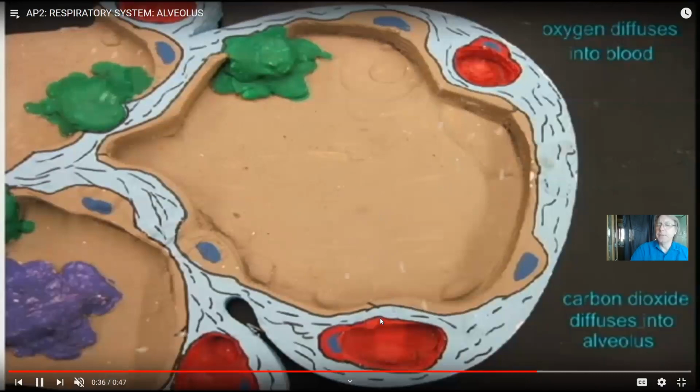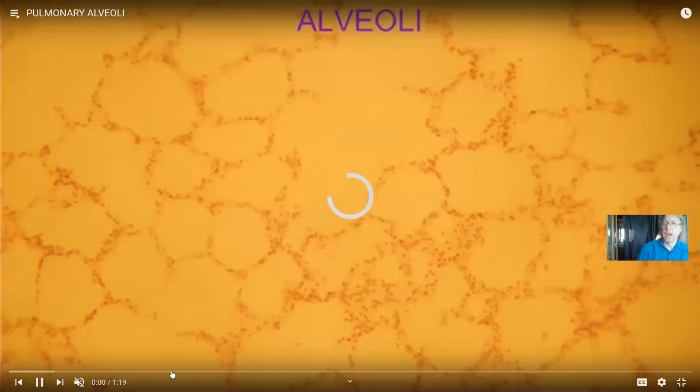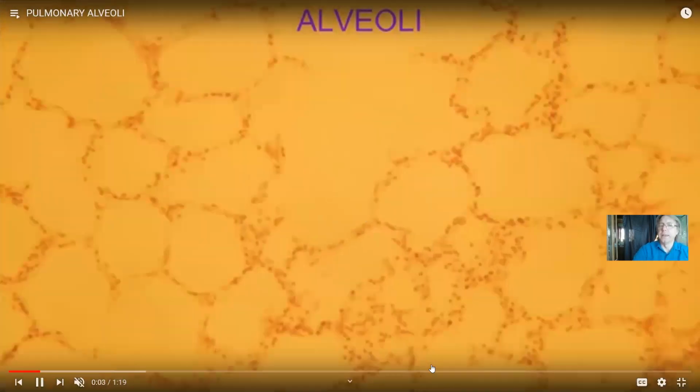So even though blood in this tube and air in this sac do not mix, the two get so close to each other that diffusion can occur, that oxygen from the air sac can go into the blood tube and vice versa. And so here's just a quick image of what the air sacs of the lungs look like.